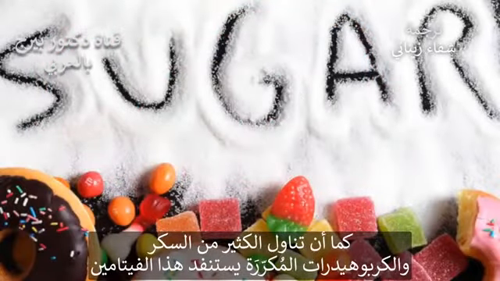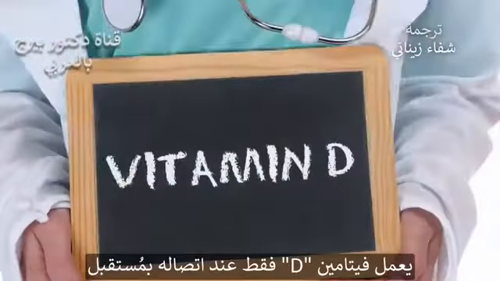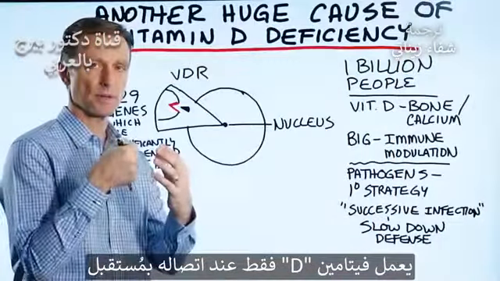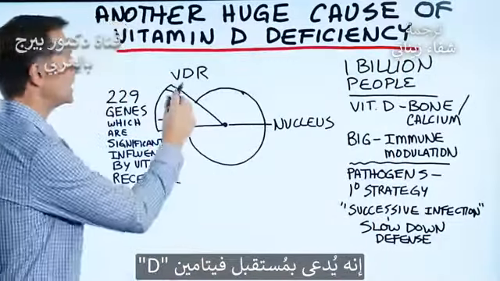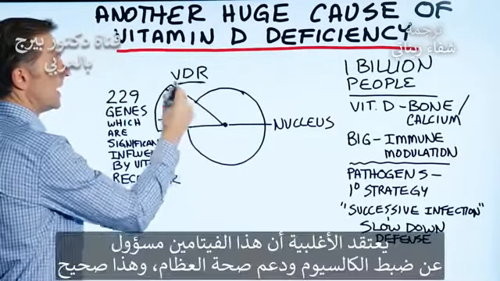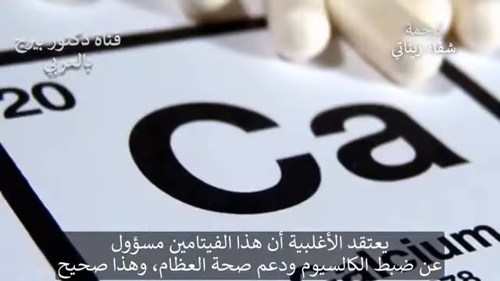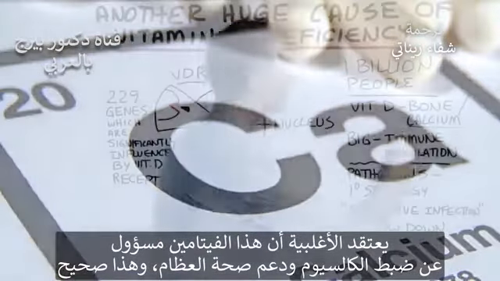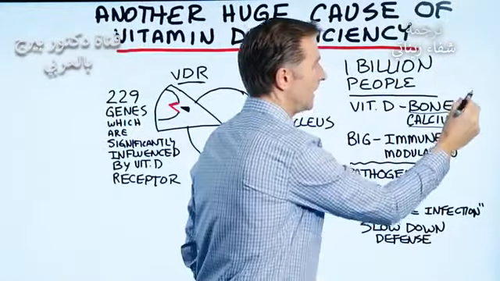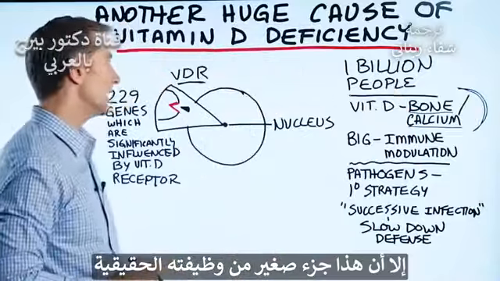Consuming a lot of sugar and refined carbs can actually deplete vitamin D, but there's something else going on that is very important, and I want you to know about it. Vitamin D can only work if it connects to a receptor, okay? So there's something called the vitamin D receptor, VDR. And most people think about vitamin D regulating calcium, which it does, and supporting bone health, which it does. But this is a very small part of what vitamin D really does.